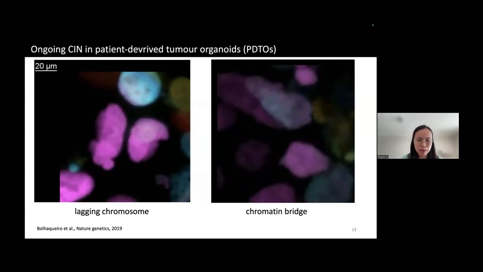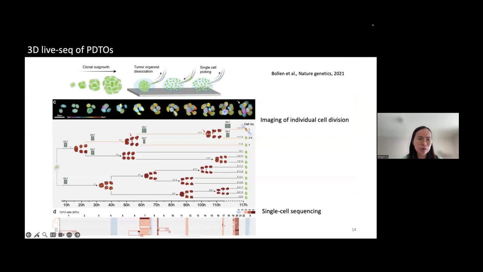Based on these imaging techniques, our collaborators further developed 3D lab-seq techniques, including both the imaging of cell divisions and the whole genome sequencing of single cells in the patient-derived tumor organoid. Here you can see the detailed cell division up until around 5 days. You can observe lagging chromosomes or chromatin bridges.